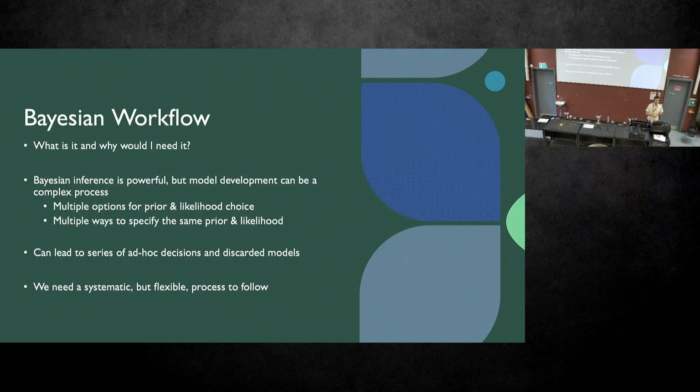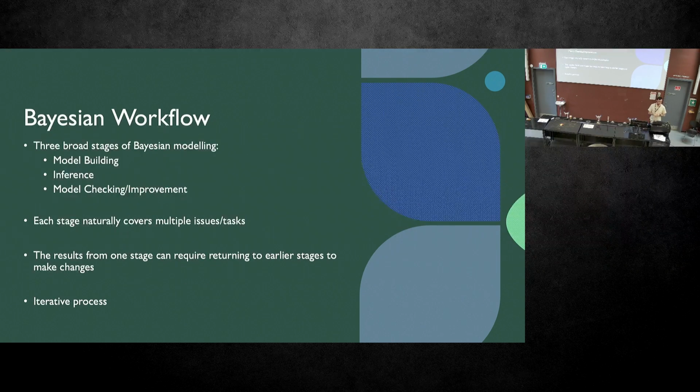So for a process like this, we need something systematic. We need something that is evidence-based, built on steps that you follow. But it also needs to be flexible, because Bayesian modeling is complex. You have a lot of different decisions you make, and we can't prescribe a system that everyone follows the exact same way. So when we talk about Bayesian modeling, there are really three key stages, or at least three that I'm going to touch on.